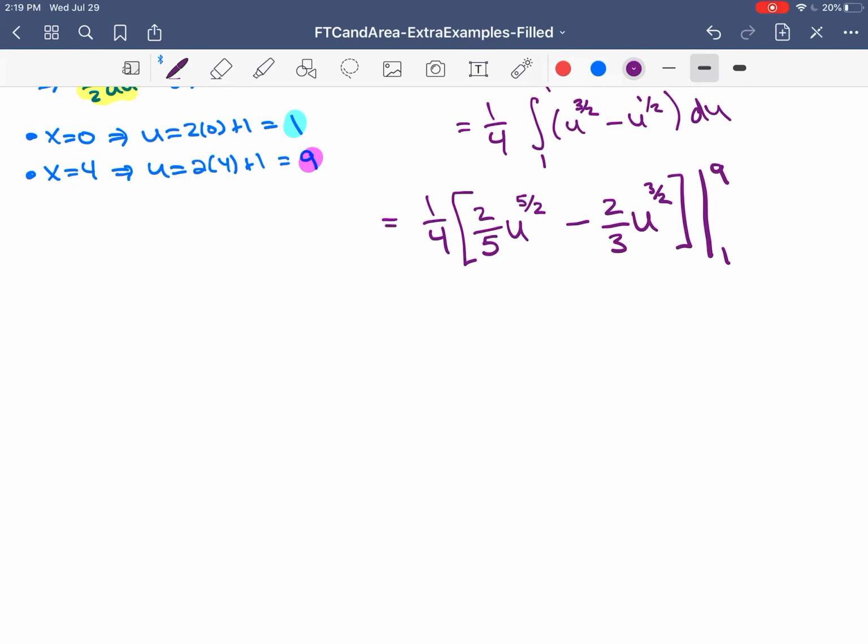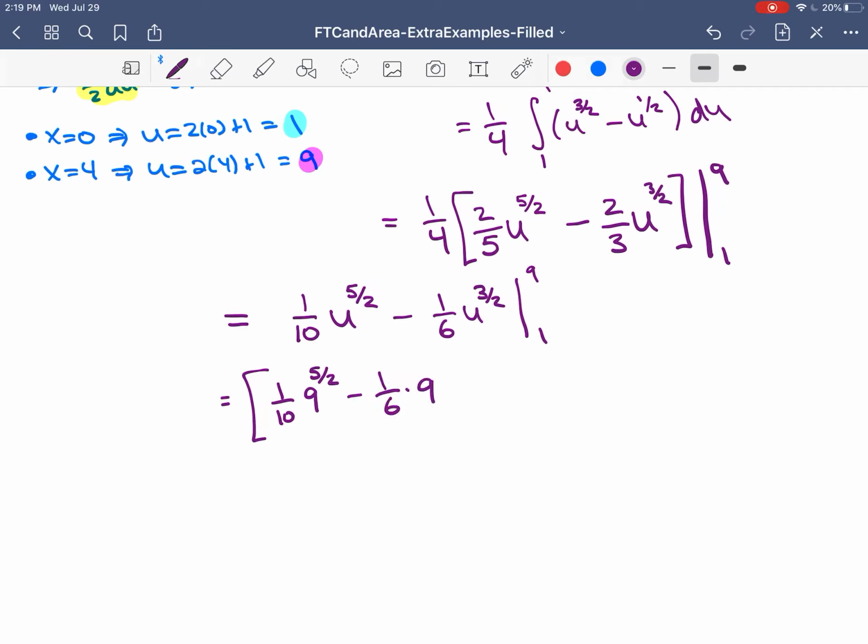So I'm going to simplify a little bit before I plug everything in. If I put the 1/4 in, this is going to be 1 over 10 u to the 5 over 2 minus 1 over 6 u to the 3 over 2. Just to make things a bit easier, I want to evaluate that from 1 to 9. So that's going to be everything with 9 plugged in: 9 to the 5/2 minus 1/6, 9 to the 3/2, minus everything with 1 plugged in.